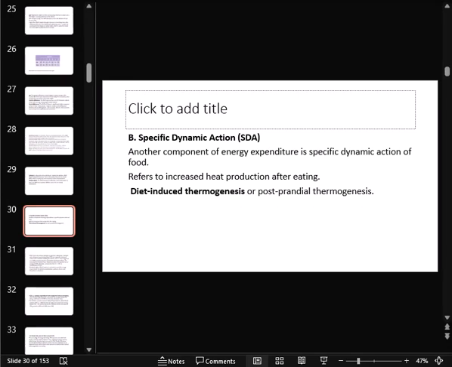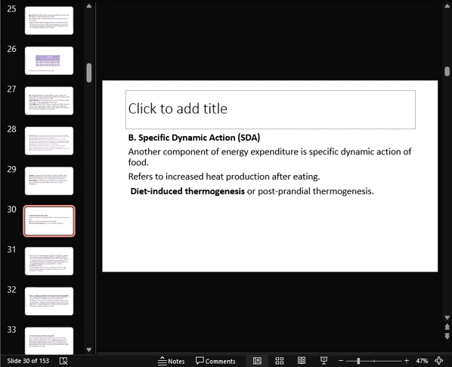Alright, so specific dynamic action. This is another component of energy expenditure, and it refers to the increased heat production after eating. It is also called diet-induced thermogenesis, or postprandial thermogenesis. Postprandial, after eating; thermogenesis, heat energy generation.